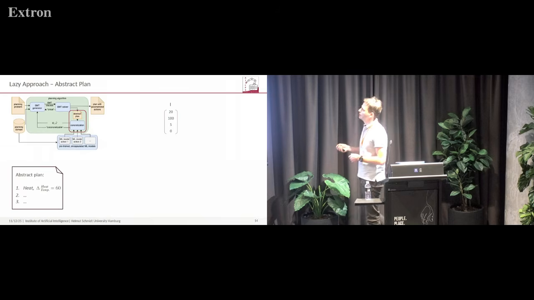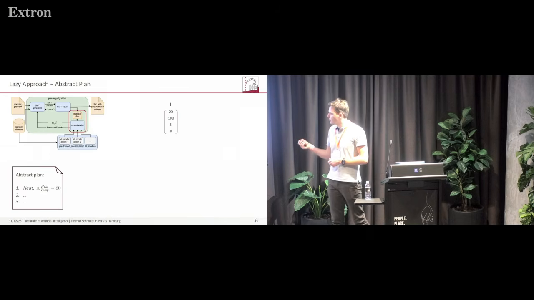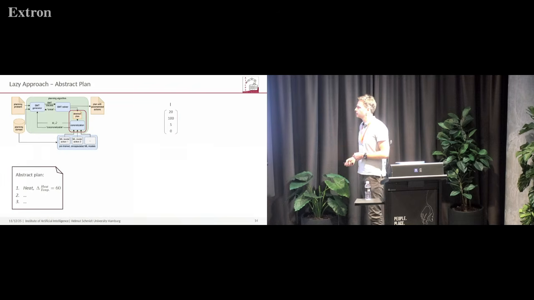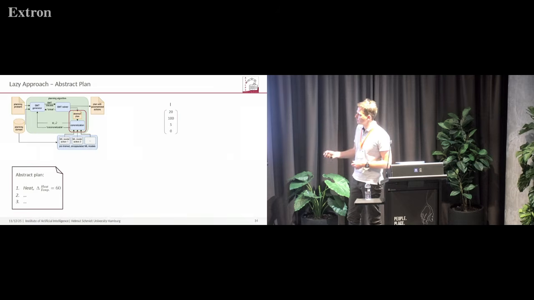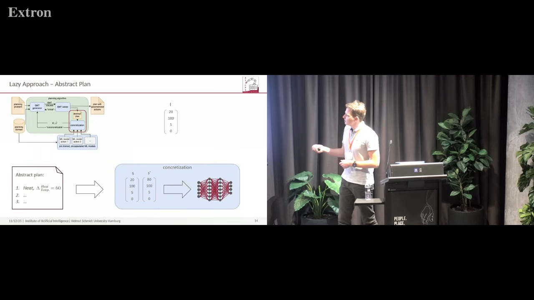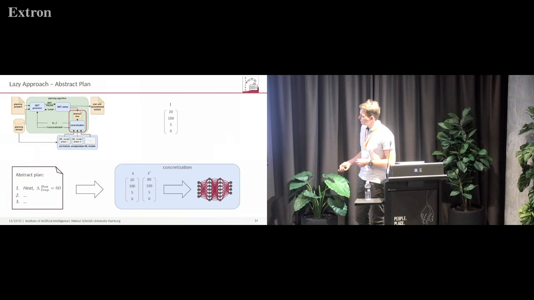Here again, a small example. We have our initial state I. We know that in the abstract plan, the first action is action heat, and we know that the temperature is increased by 60 degrees. We can derive S and S prime and give this to the neural network.